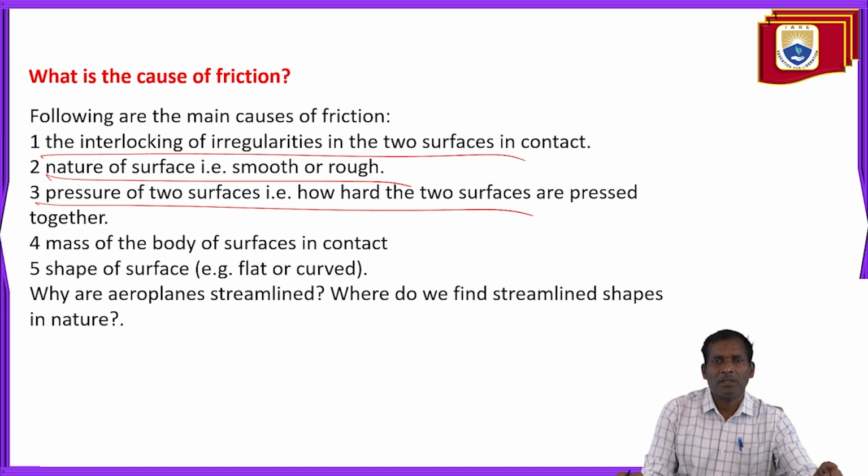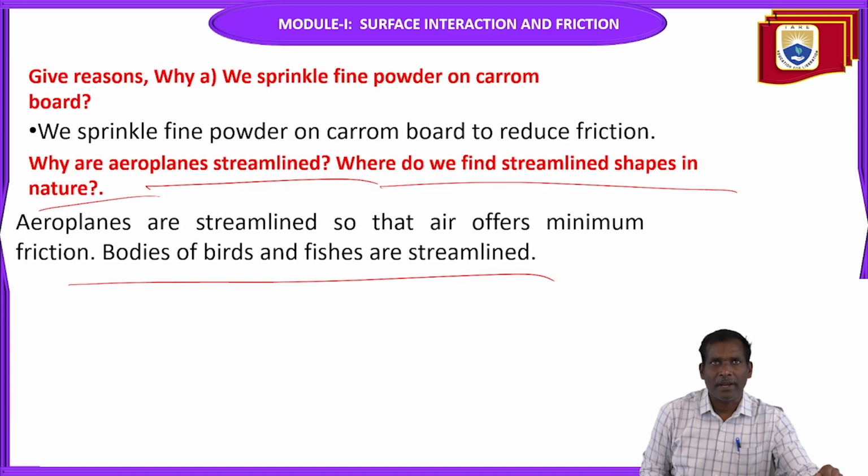Why are aeroplanes streamlined? Where do we find streamlined shapes in nature? We have already discussed this in a previous slide. Aeroplanes are streamlined so that air offers minimum friction. That's why the bodies of birds and fishes are streamlined.